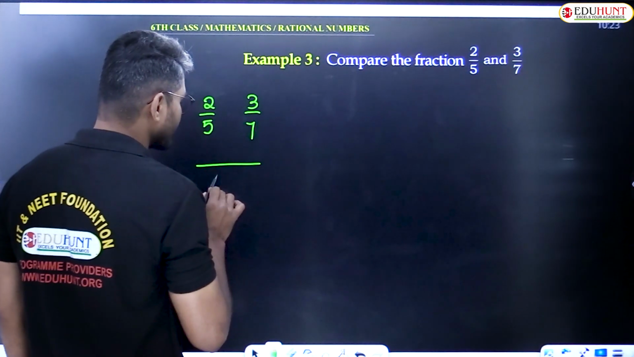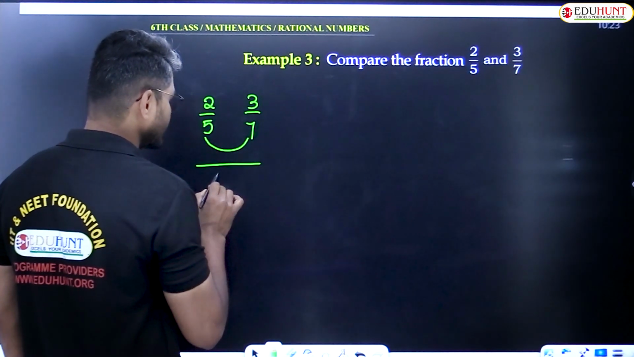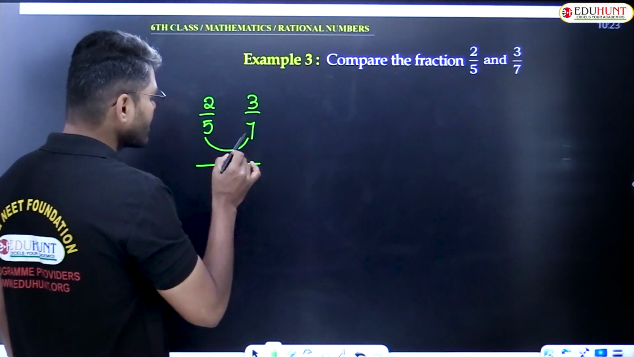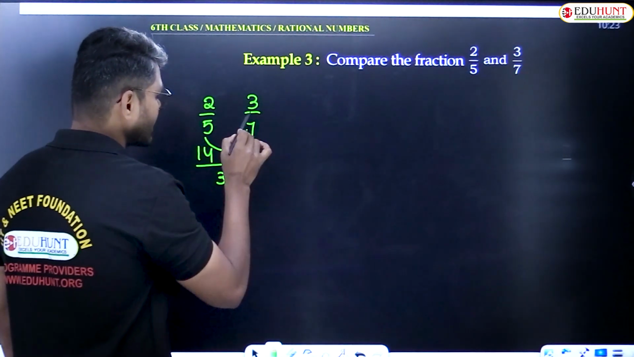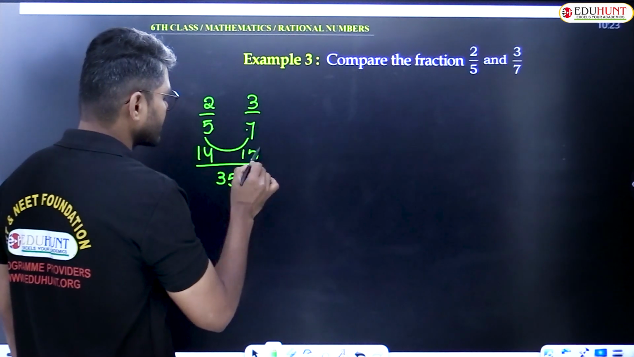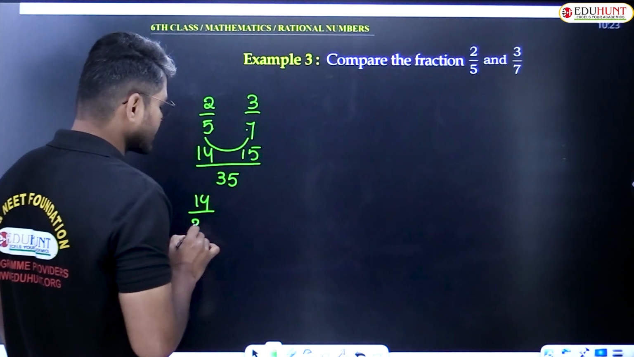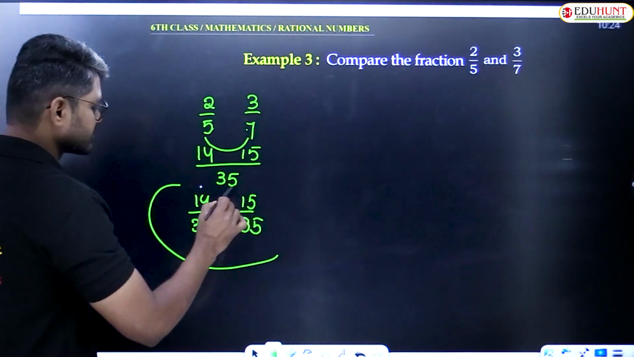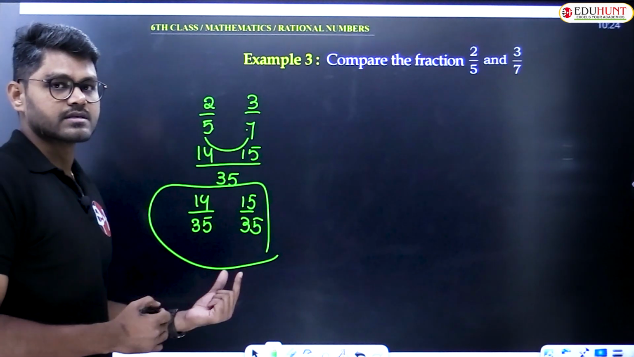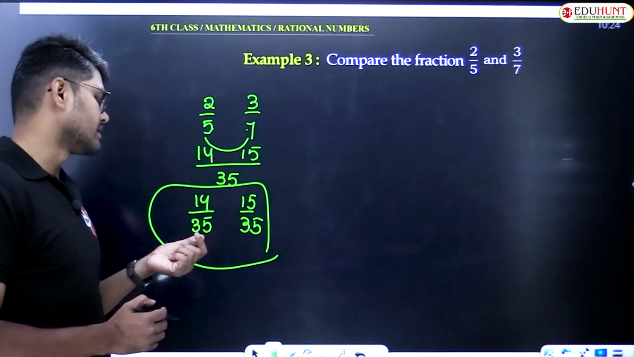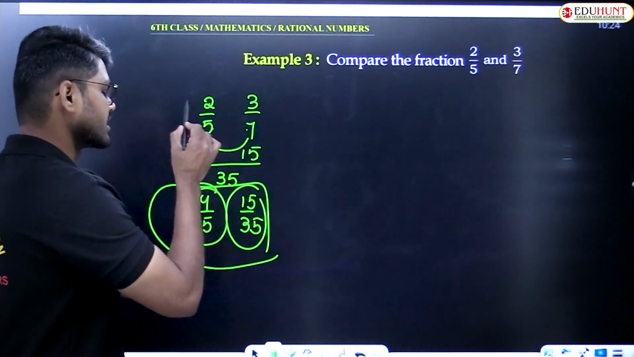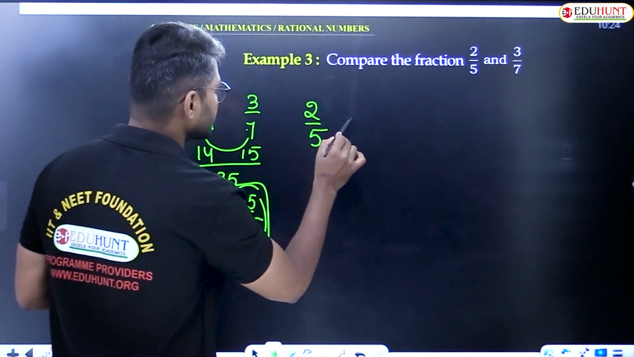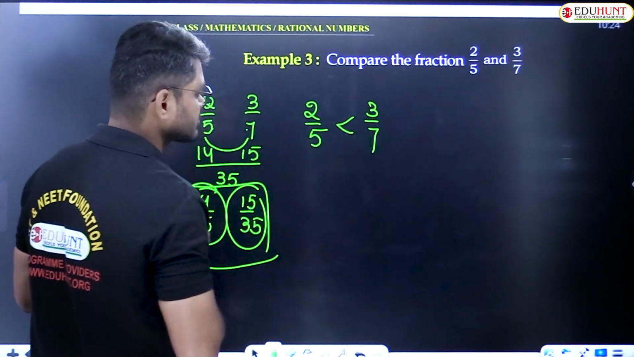First, take the LCM of denominators, that is 5 and 7, 35. Both are co-prime numbers, so we have to multiply. 7 2s 14 and 5 3s 15. So this can be written as 14/35 and 15/35. Now I changed these fractions into like fractions. Now I can easily say that this is the smaller one and this is the bigger one. That means 2/5 is less than 3/7.